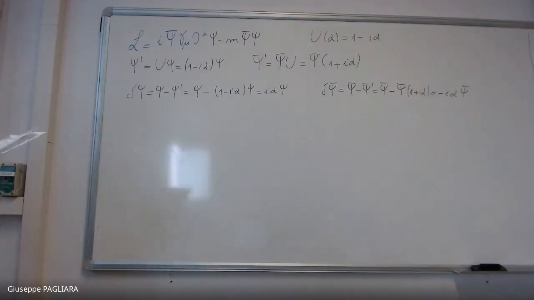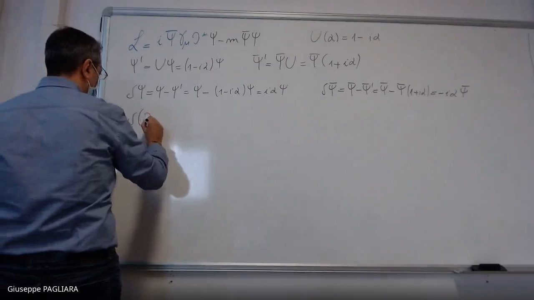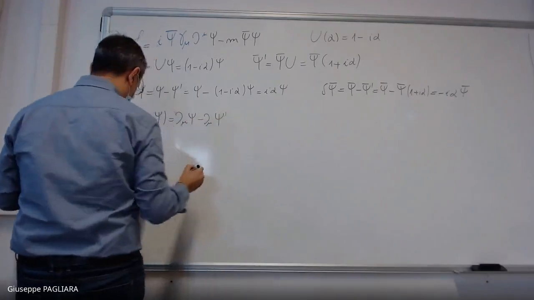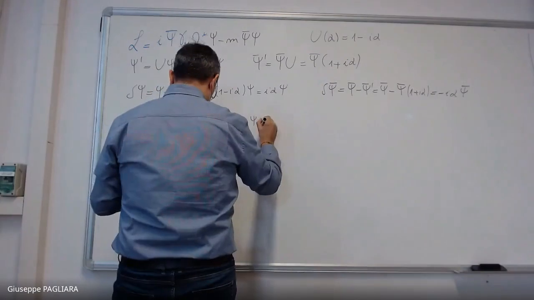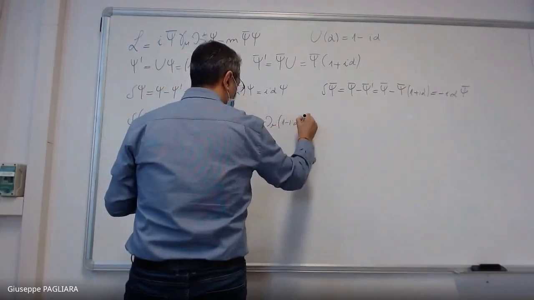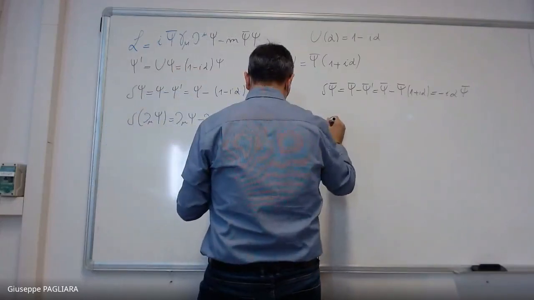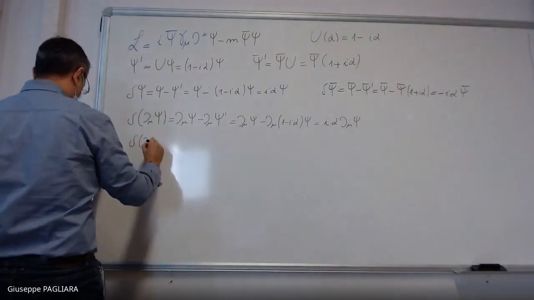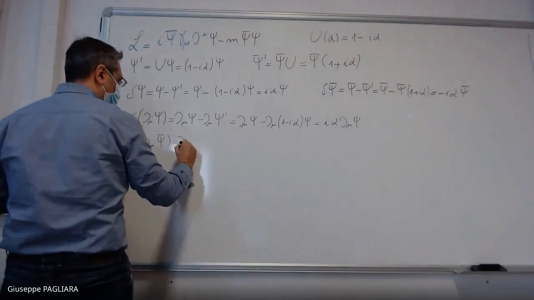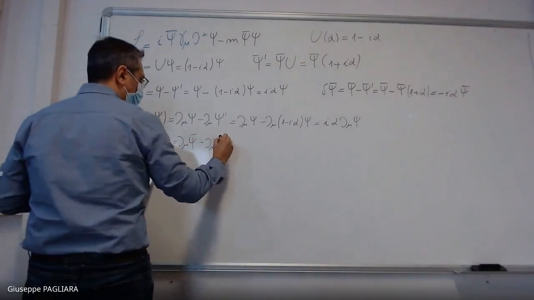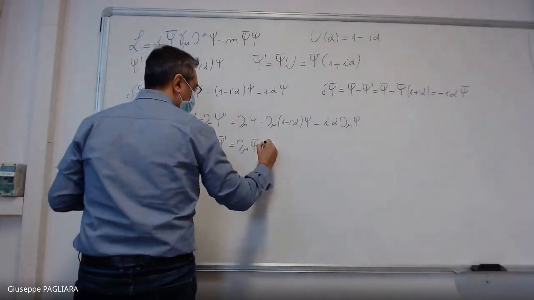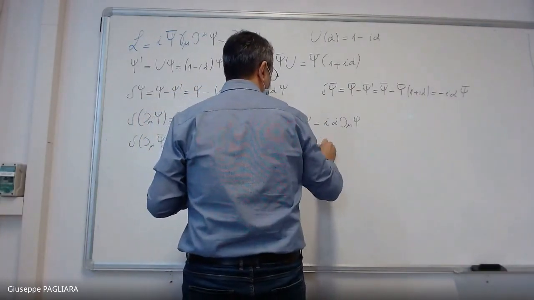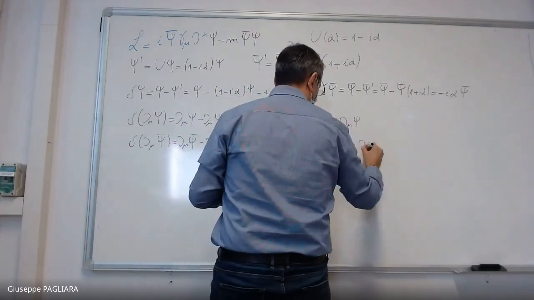Now let's work out the derivatives. So delta of the mu psi is the mu psi minus the mu psi prime, that is the mu psi minus the mu 1 minus I alpha psi, that is I alpha the mu psi. And similarly delta the mu psi bar is equal to the mu psi bar minus the mu psi bar prime, that is the mu psi bar minus the mu psi bar 1 plus I alpha, and it is minus I alpha the mu psi bar.